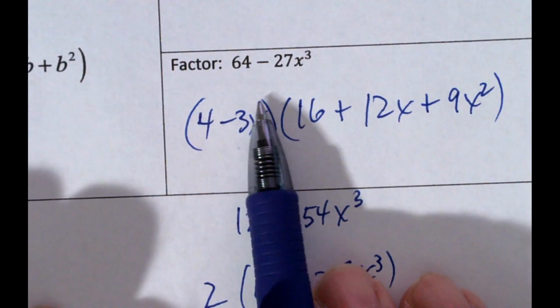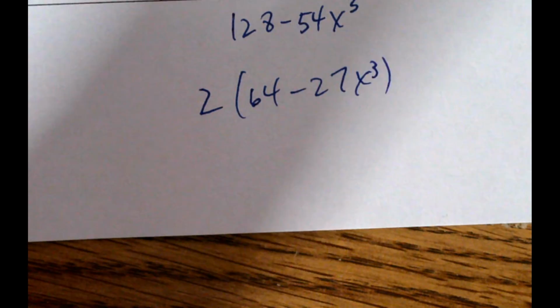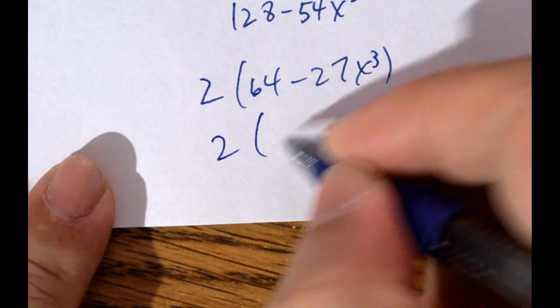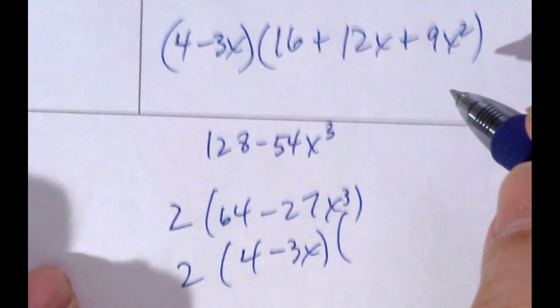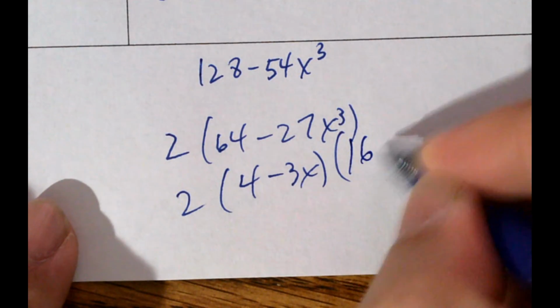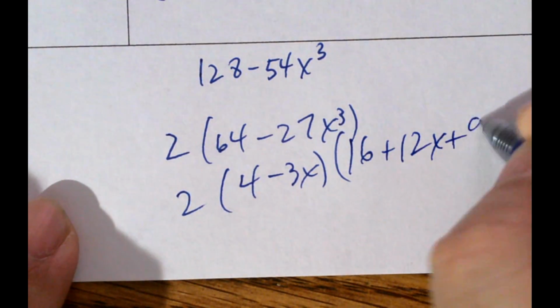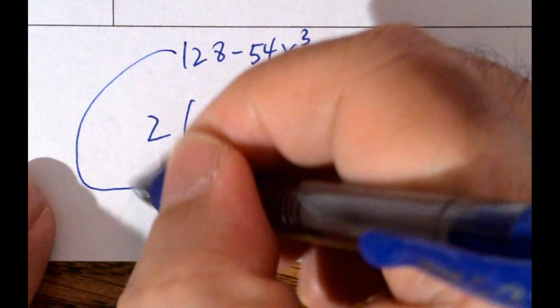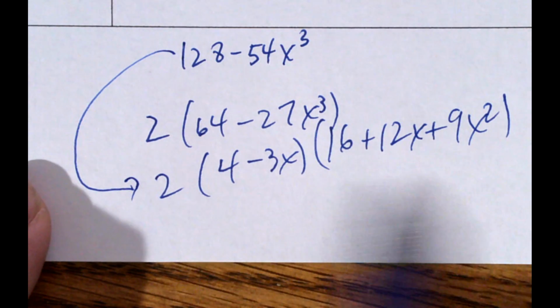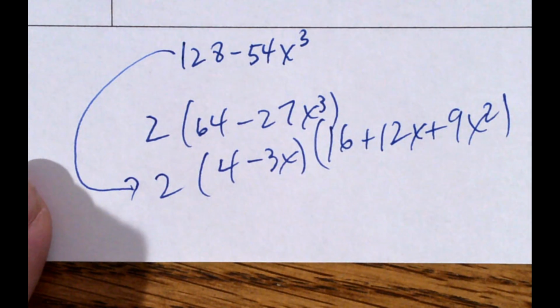Now, that's the same as we had before. Okay, so that's as hard as it gets for this part. That just becomes 4 minus 3x. Nothing changes from the last problem we did. It's the same answer. Okay, so my final answer for 128 minus 54x cubed is this one here: 2 times all that mess. Okay, that's it.